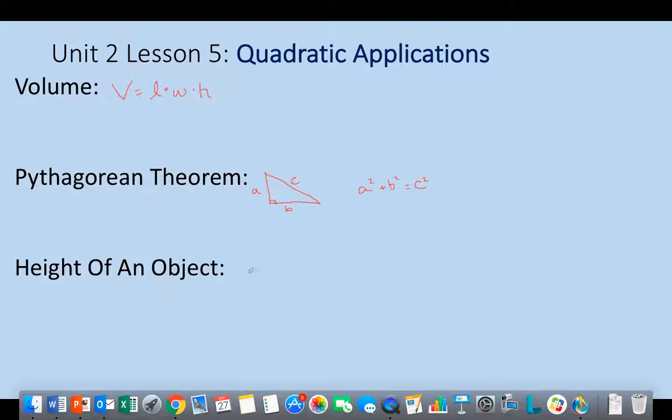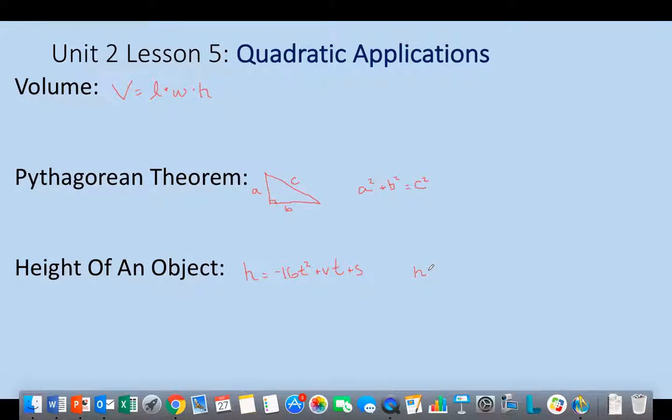And then the height of an object. This is a real common one that you hopefully picked up in maybe algebra 2 or pre-calculus. You use this a lot. The height of an object is negative 16t squared plus vt plus s. So a lot of variables floating around here. Let's figure out what those are.